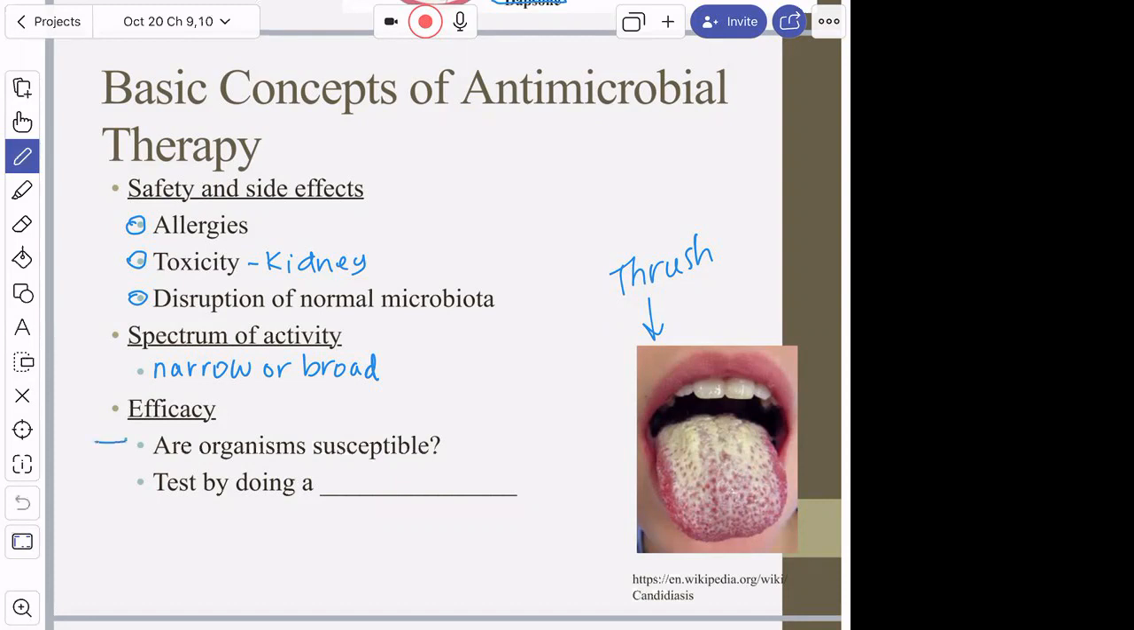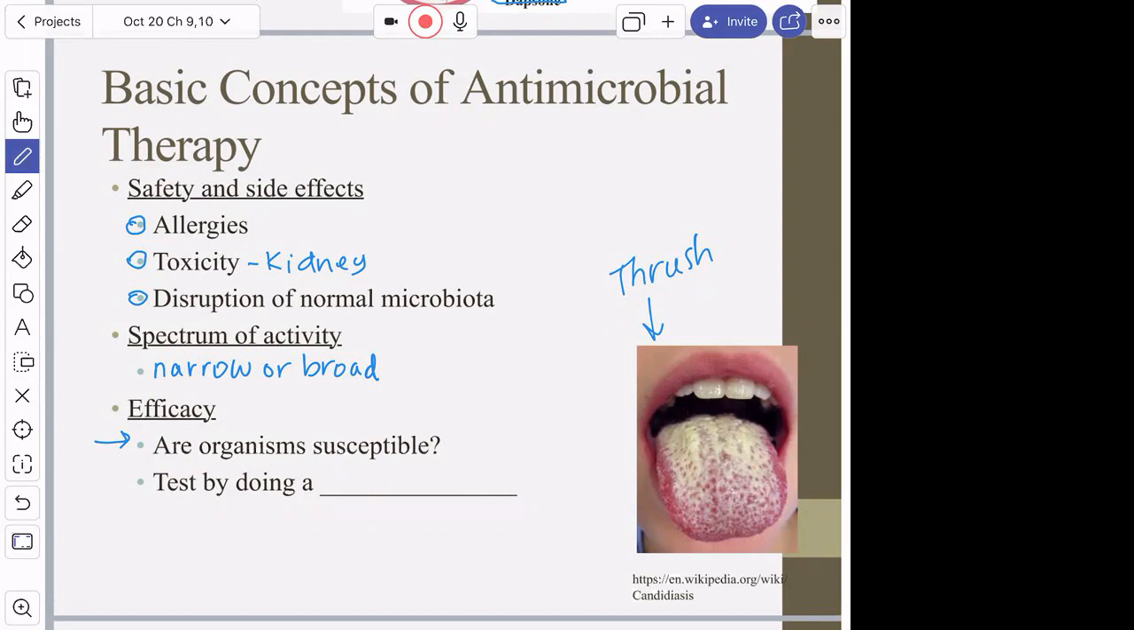Are organisms susceptible? So if you're trying a common cause of pneumonia, the kind of pneumonia that's often referred to as walking pneumonia, a common cause of that is a bacteria called mycoplasma. And what's special about mycoplasma is that they don't have cell walls. So if you give penicillin to try to get rid of mycoplasma, it's not going to work, because penicillin targets cell walls. So the mycoplasma is not susceptible to penicillin.